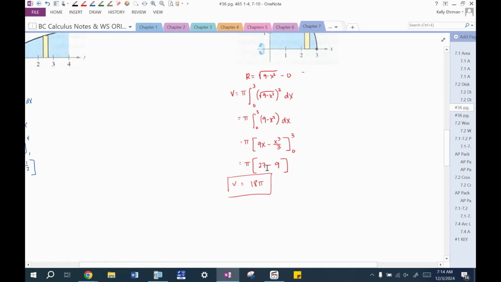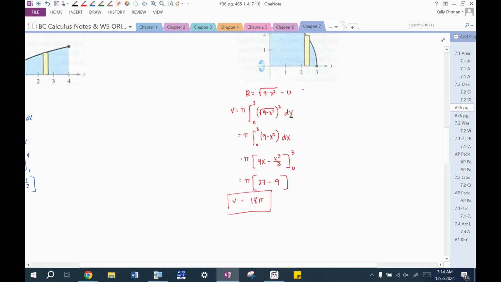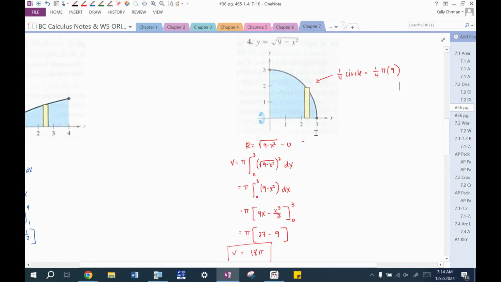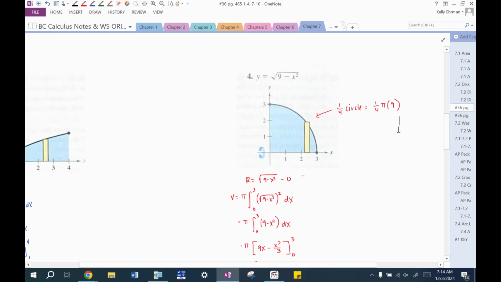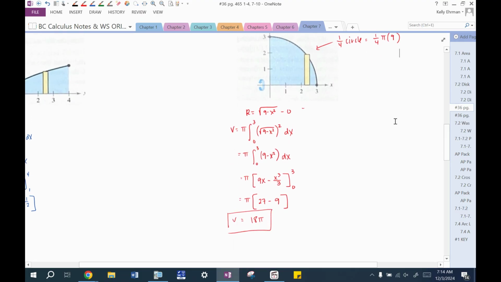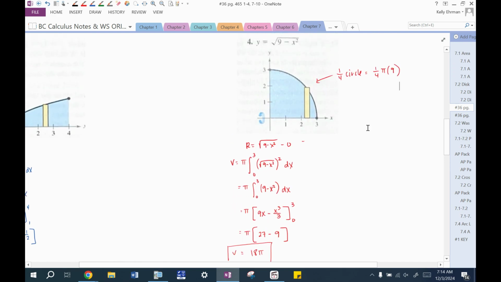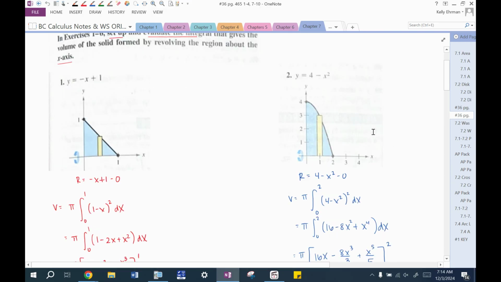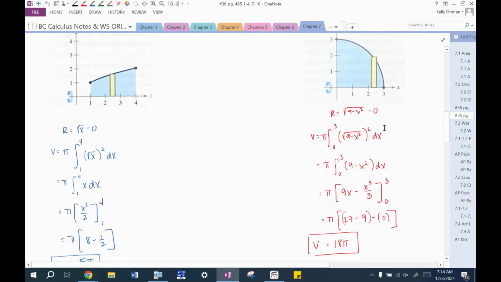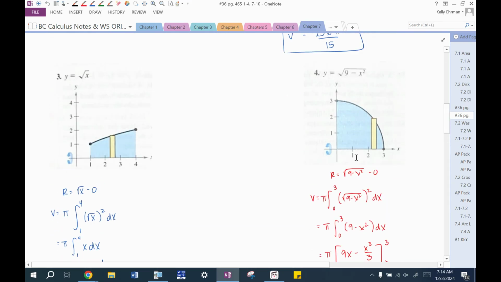Did I do something wrong here? 0 to 3. Pi r squared. 9 pi over 4 is not the same as 18 pi. So what did I do? Let me check my other answer key. Did I mess up somewhere? Nope, I got 18 pi.